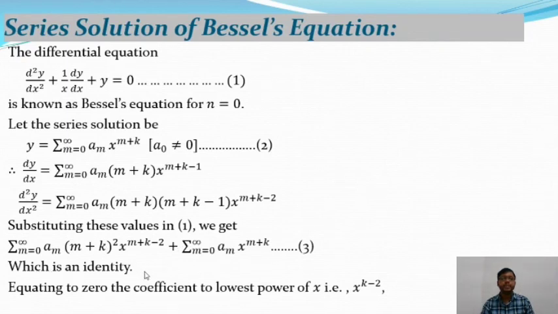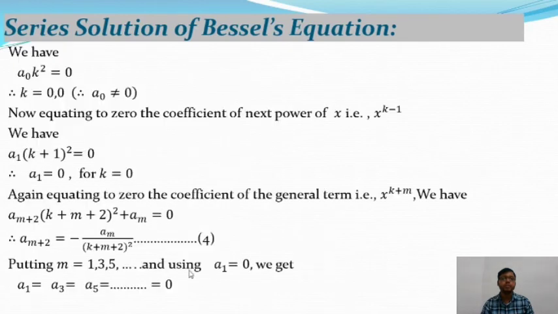Now we equate to 0 the coefficient of the lowest power of x. When we put m equal to 0, we get x to the power k minus 2 as the lowest power of x, and its coefficient is a0 into k squared, which is 0. That means a0 into k squared is equal to 0. From this we get k equal to 0, 0, where a0 is not equal to 0.